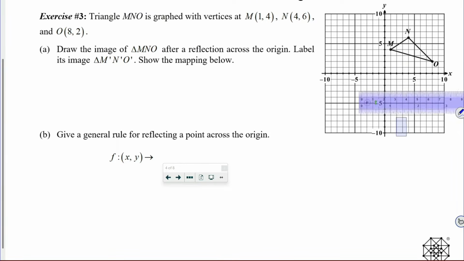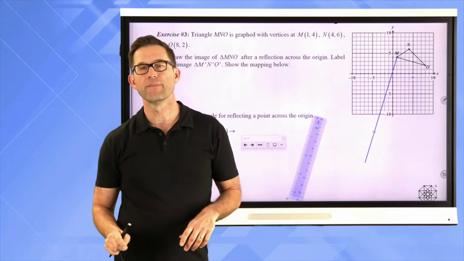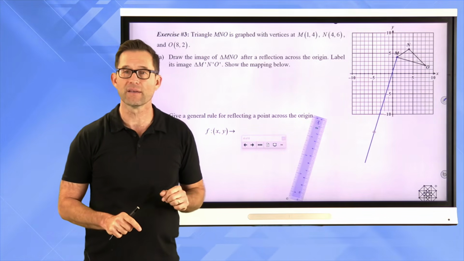I'm going to take my ruler and sort of do exactly what we did before, okay? I'm going to put it on M. I'm going to rotate it so that it goes through the origin, hopefully. All right, and I'm going to just sort of draw that line out. Now we know, right? We know that somewhere along that line M prime has to lie.